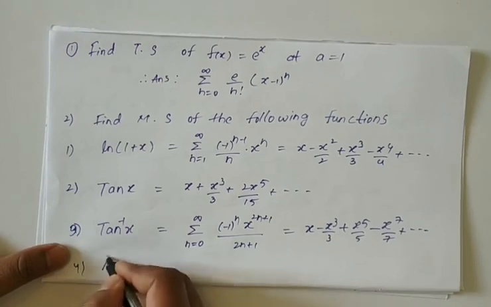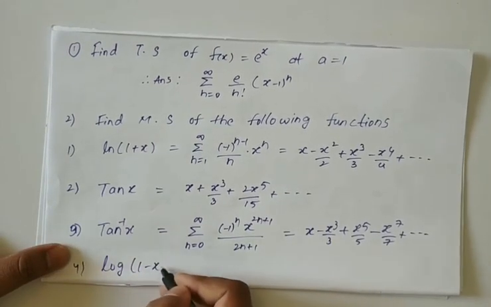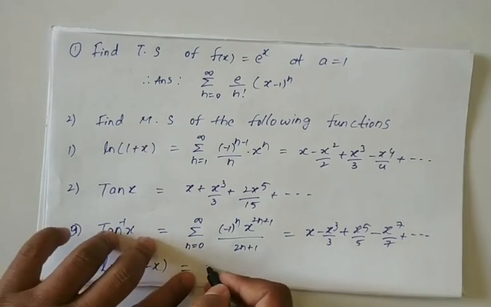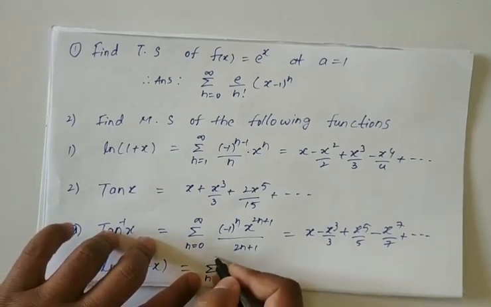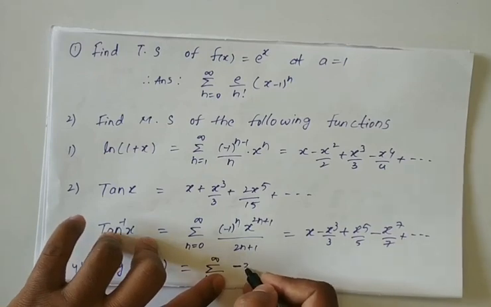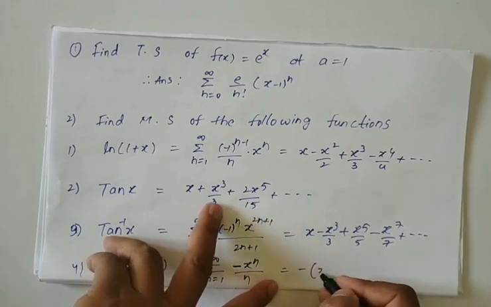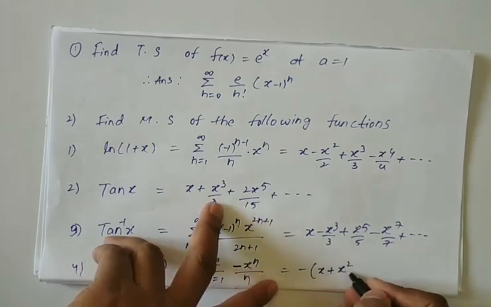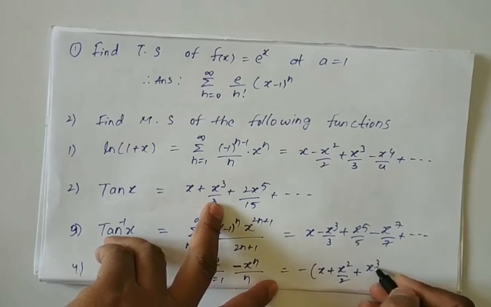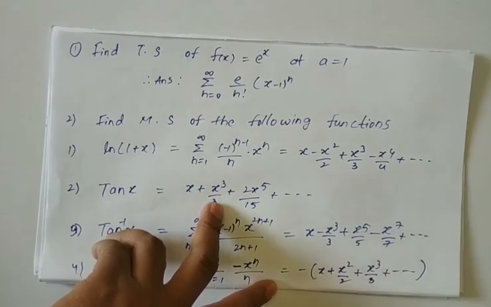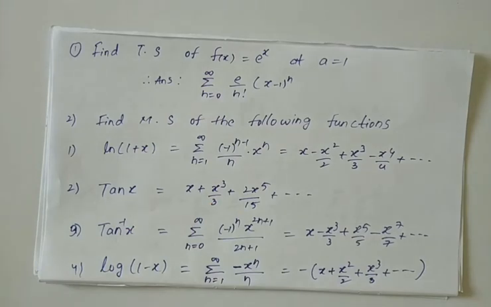Next, fourth one, log of 1 minus x. Log of 1 minus x. Summation n equals 1 to infinity, so here minus is there, minus x to the power n by n. That is nothing but minus of x plus x squared by 2 plus x cubed by 3 plus so on. Please do these problems, students, very important. Remember the Taylor series of all functions or Maclaurin series of all functions.